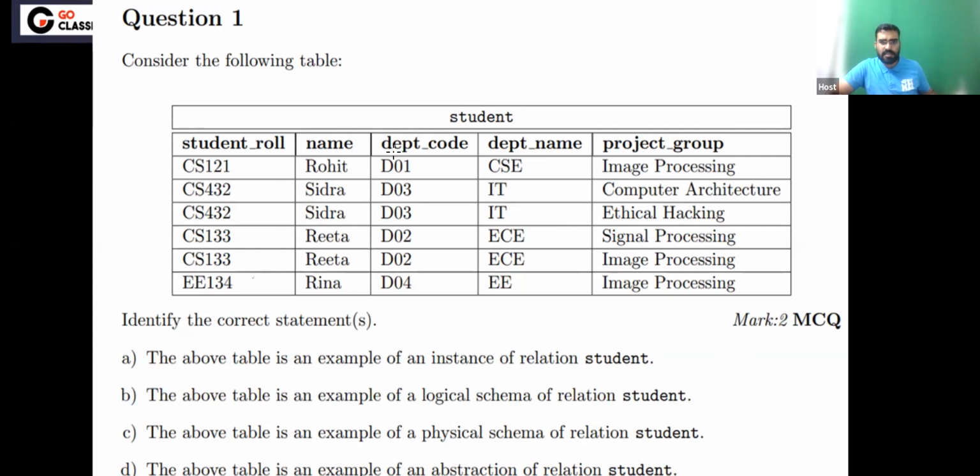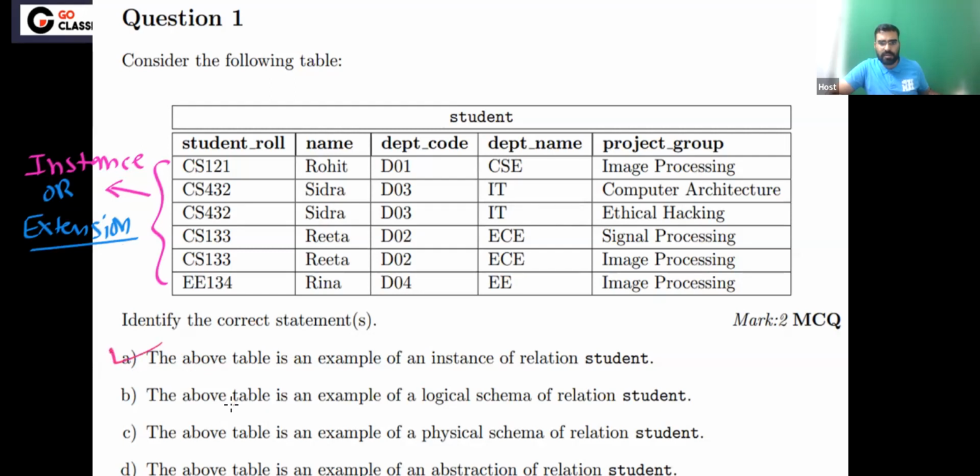Now, because the data is given to you here, this is called an extension. What is this data called? This data is called an instance, or you can call it an extension. So the above table is an example of an instance of the relation student.